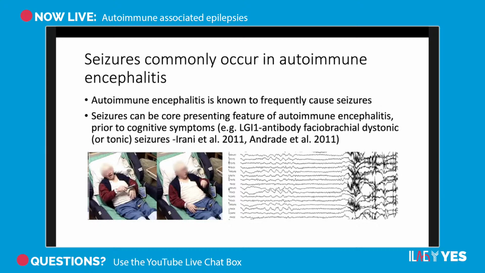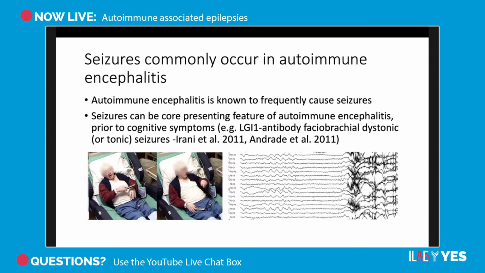The prime example of that is faciobrachial dystonic seizures, which other people have named tonic seizures, which are associated with antibodies to LGI1. These seizures are pathognomonic for this autoimmune condition, and patients will experience, as you can see here on the left-hand side, very brief contractions of the face, oftentimes with ipsilateral arm or proximal leg contractions. And these contractions can alternate sides, often happening many, many times an hour.